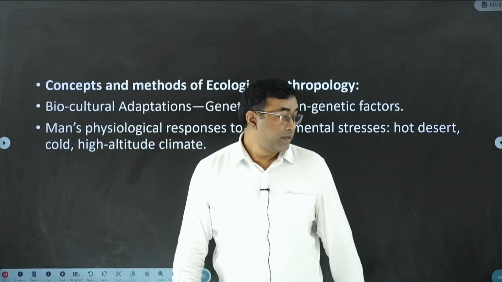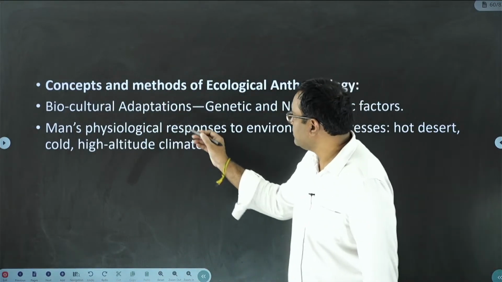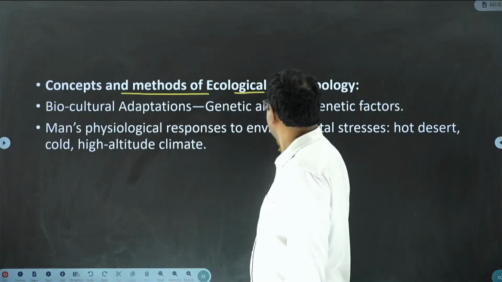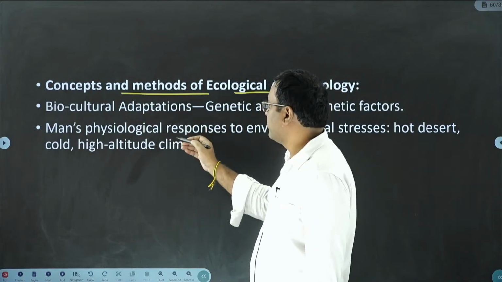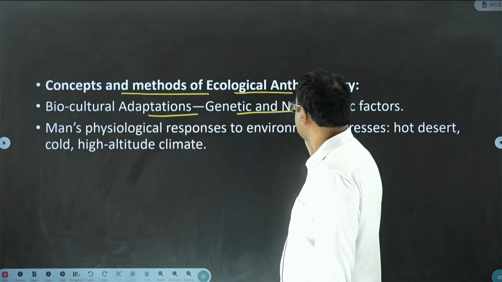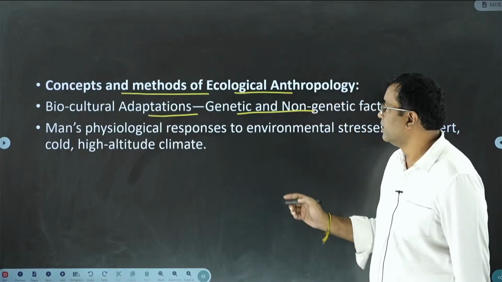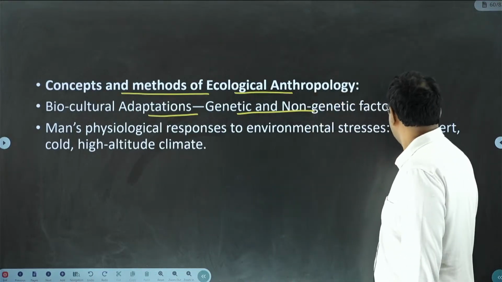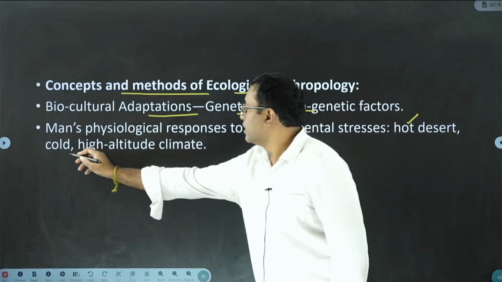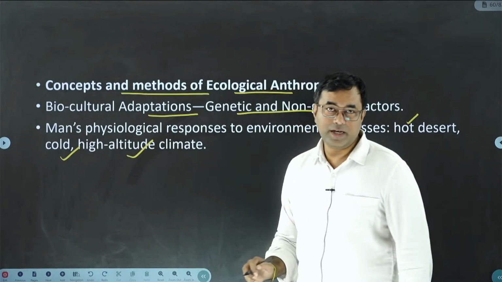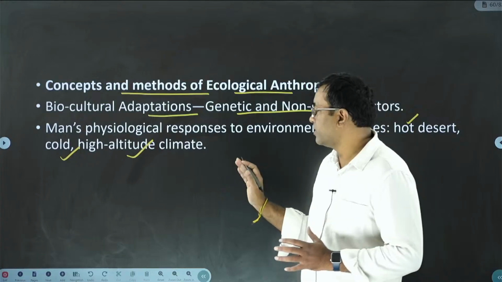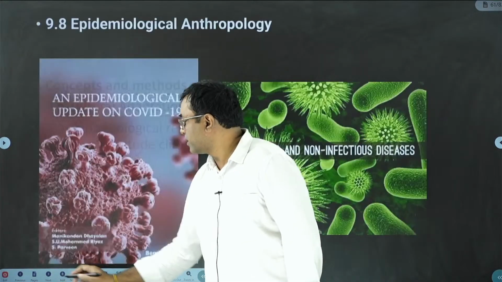Okay, so next is the concepts and methods of ecological anthropology. They have given biocultural adaptations, genetic and non-genetic factors, and here they have given hot deserts, cold conditions, and high altitude climatic conditions. The physical variations of people can be discussed in this particular chapter.